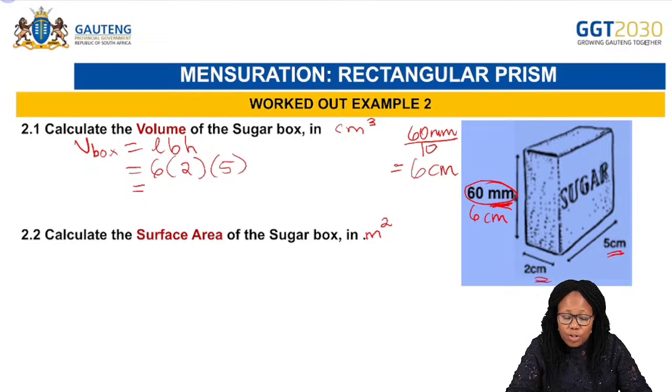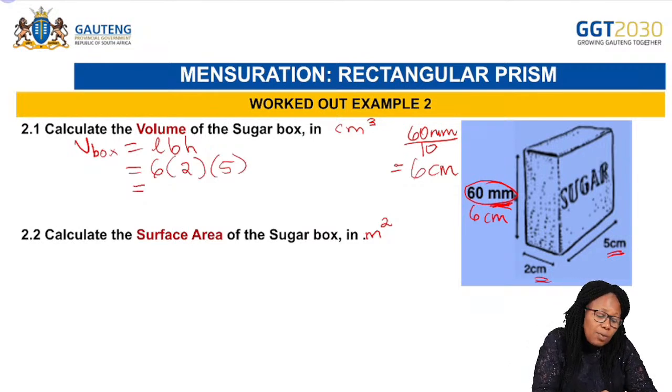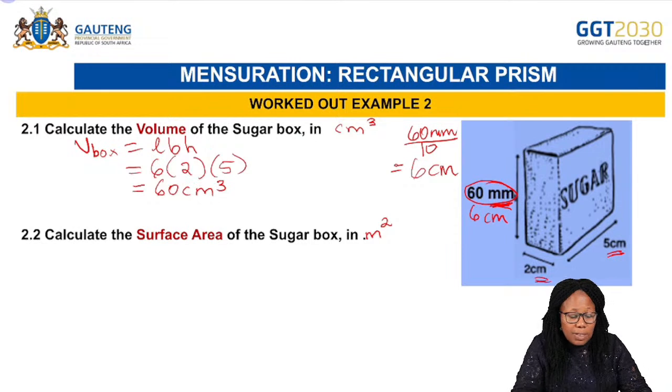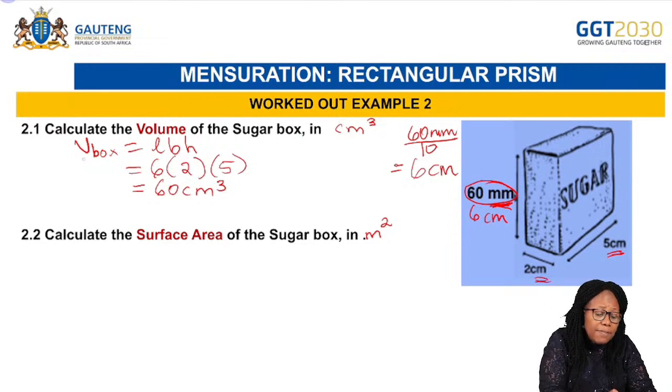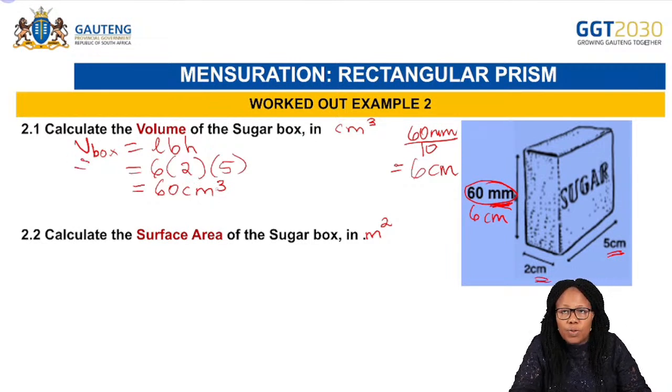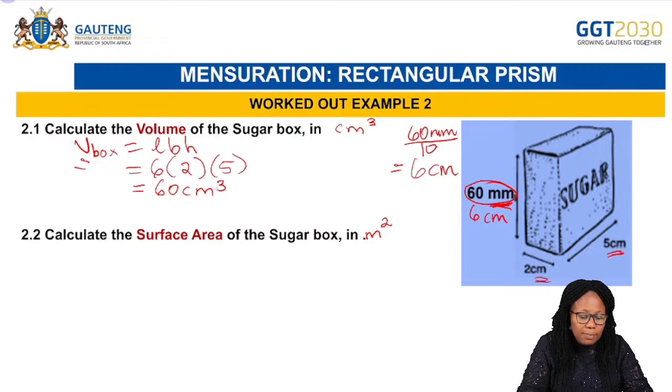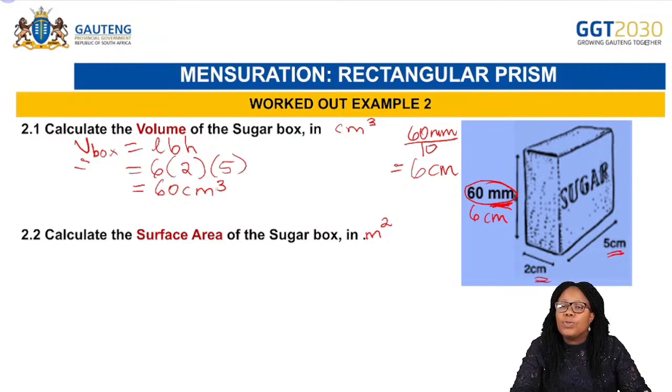And then now let's continue. Now you put everything into your calculator. 6 times 2 times 5. This will give you 60 cubic centimeters. Remember, if it's a volume, it will be a cubic unit. Therefore, it is cubic centimeters in this particular case.